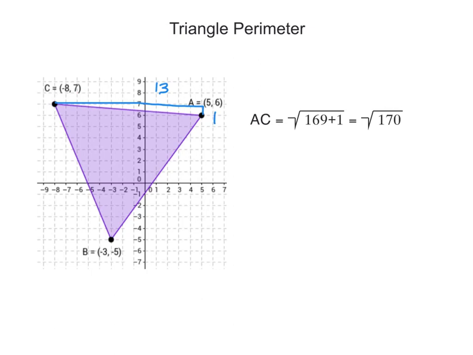And if we run those two numbers through the Pythagorean theorem, we get the length of the hypotenuse AC. So AC is the square root of 13 squared, 169, plus 1 squared, or 1, which is the square root of 170. Now I could turn that into a decimal right now, but I'm going to keep it exact because I'm going to add other values to that when I get the perimeter.